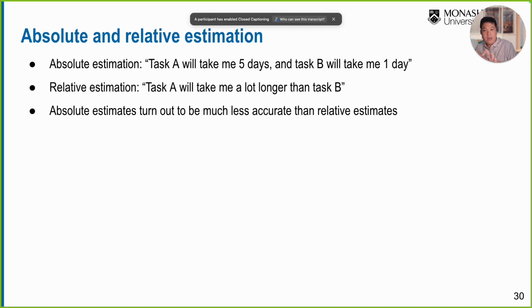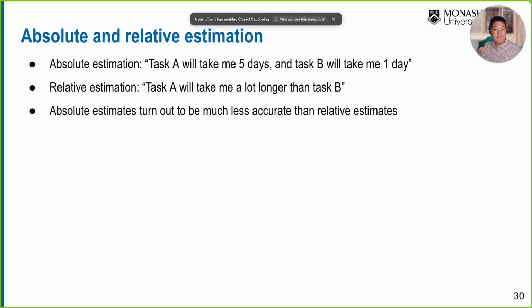But for this one, when we do the estimation, there are two types of estimation, right? Absolute estimation or relative estimation. Absolute estimation means that for this feature, we're gonna take 5 days. For this feature, we're gonna take 1 day. But relative estimation means that this feature may take longer than feature B by X%, that kind of thing. That's relative. It has a comparison, okay?